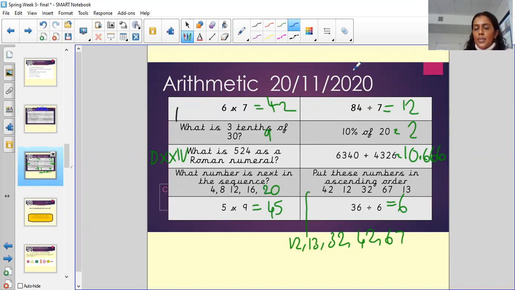Number 6, 84 divided by 7 equals 12. Number 7, 10% of 20 equals 2. Number 8, 6,340 add 4,326 is 10,666. Number 9, put these numbers in ascending order. So from smallest to biggest, ascending. Smallest to biggest is 12, 13, 32, 42, and 67. And number 10 is 36 divided by 6, which equals 6.